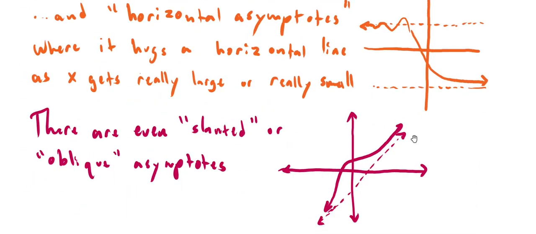There's even slanty ones that have this kind of oblique line to them, right? These are called slant or oblique asymptotes. They follow a slanted line. We're not going to talk about them so much, but notice that it kind of has the same behavior. This red curve is getting closer and closer to this kind of slanted line, and then on this side also closer and closer to this slanted line. Even though it's got a little bump in the middle, it eventually becomes very much like that line.